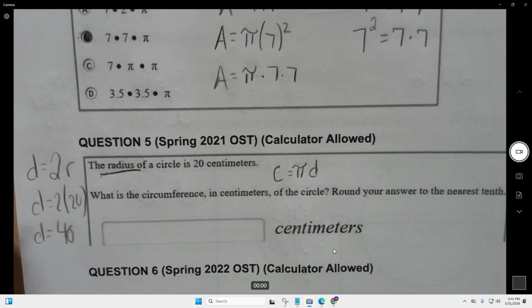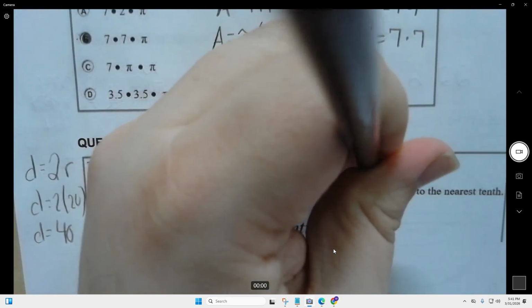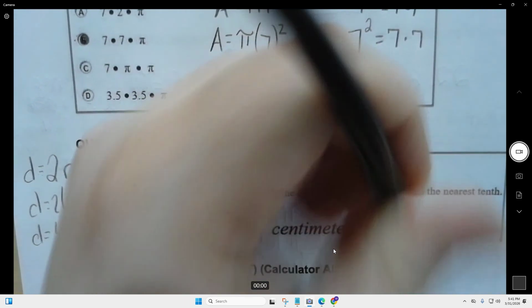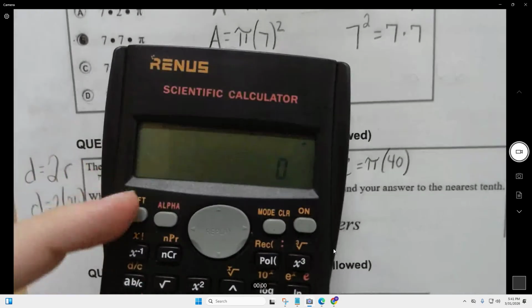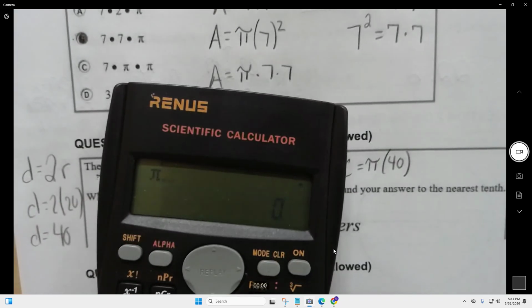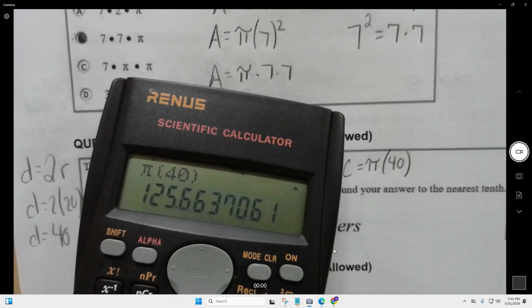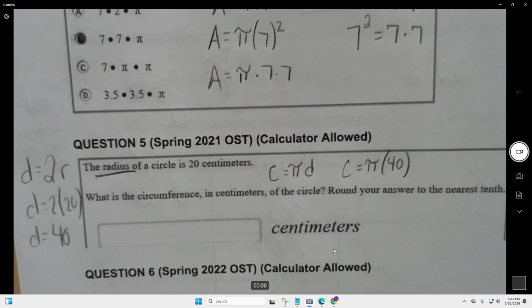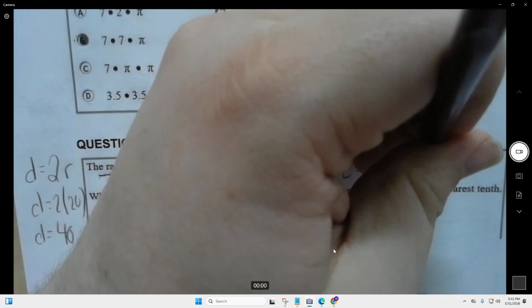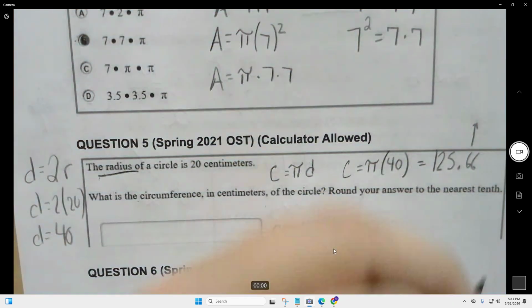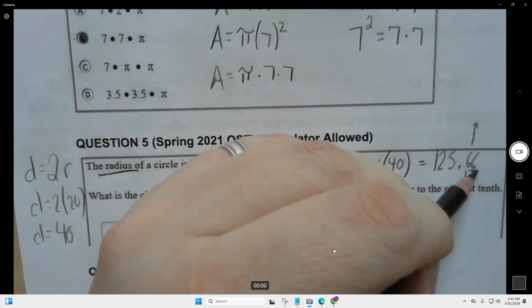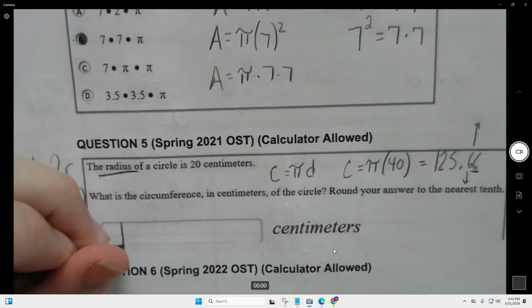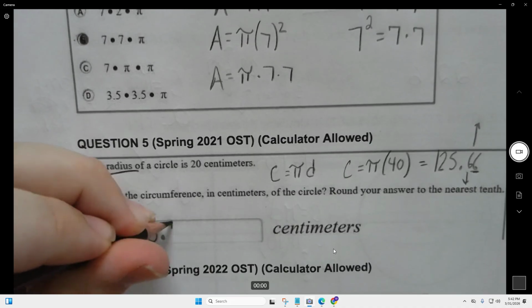So now that you know this, now you can find the circumference equals pi times 40. And we're becoming experts at putting this in. We go shift exp parentheses 40, 125.663, and we're again rounding to the nearest tenth, 125.66, which means that this 6 is going to round either up or down based off of this number next to it. 6 is 5 or more, so this will round up to 125.7.